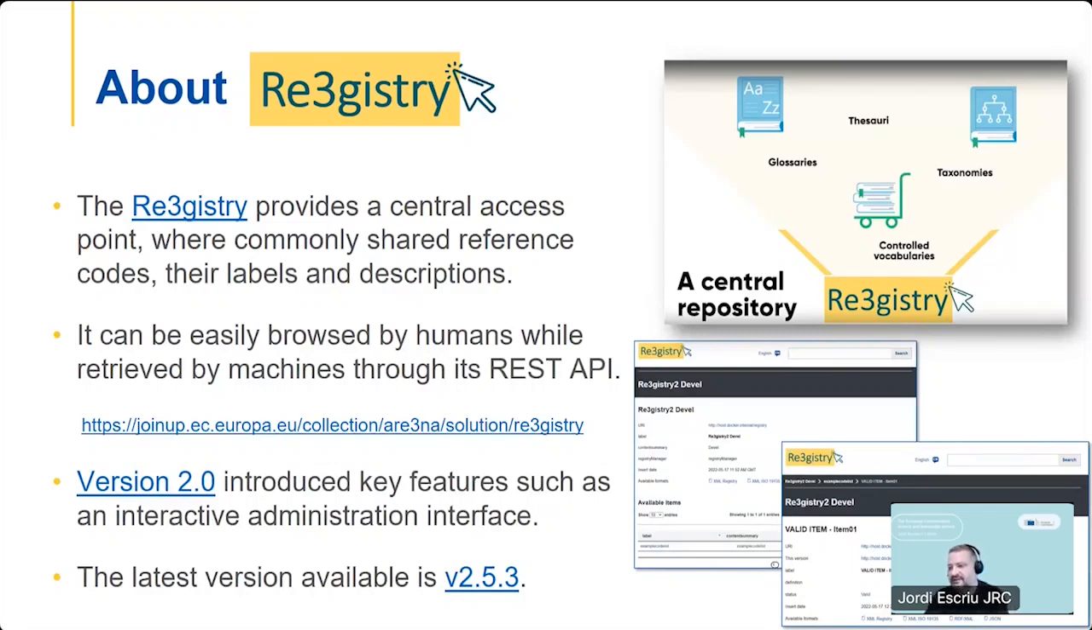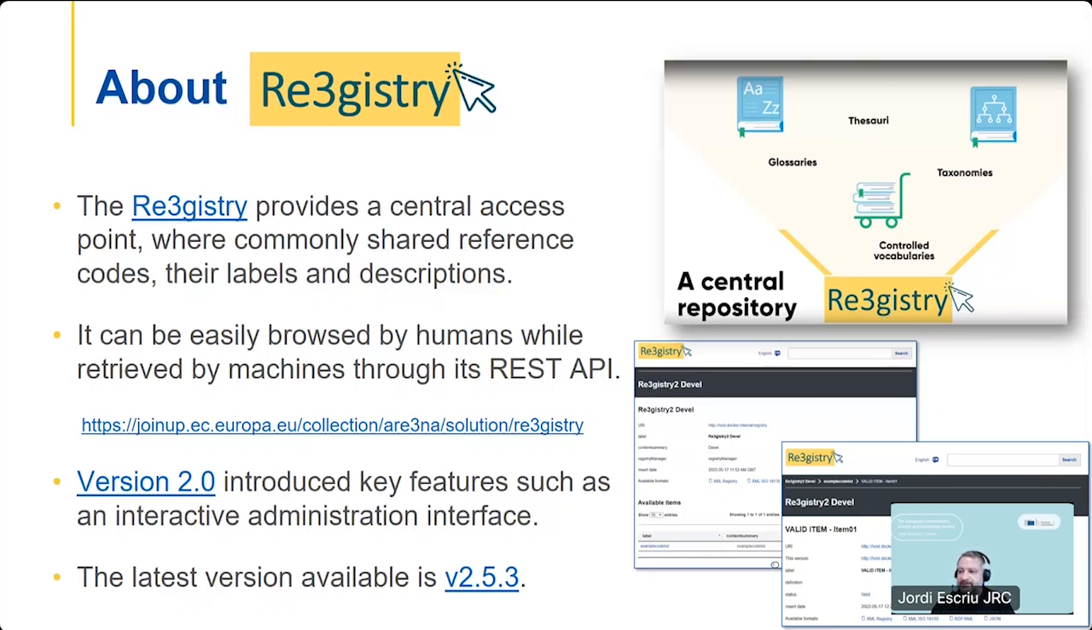First of all, we should understand what the registry is and what the main aim of this tool is. The registry provides a central access point where a community can commonly share the reference codes, their labels and descriptions, helping them to, for example, share common and agreed controlled vocabularies, glossaries, thesauri, taxonomies, etc., which are agreed in that community.